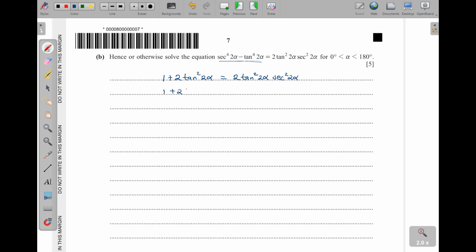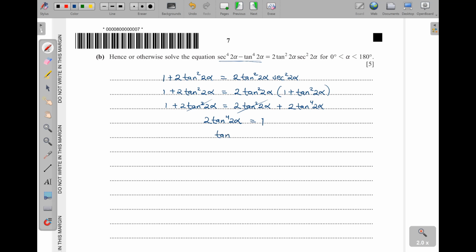So we shall have 1 plus 2 tan squared 2 alpha, which is going to be equal to, we have here, sec is the same as 1 plus tan squared, okay? This will be now 2 alpha. So when I open those brackets, I will now have 2, then this one times 1, so it will be 2 tan squared 2 alpha, then plus now 2 tan power 4 2 alpha. Now this one is on both sides, so it can go. Then we can have this 2 tan power 4 2 alpha, which is equal to 1.